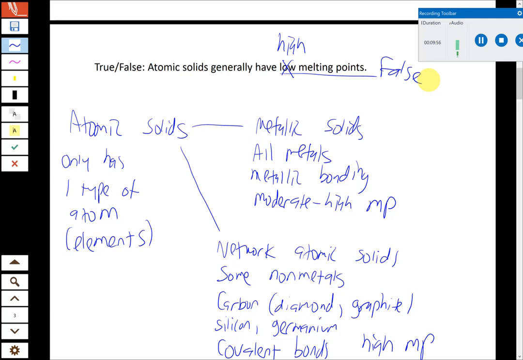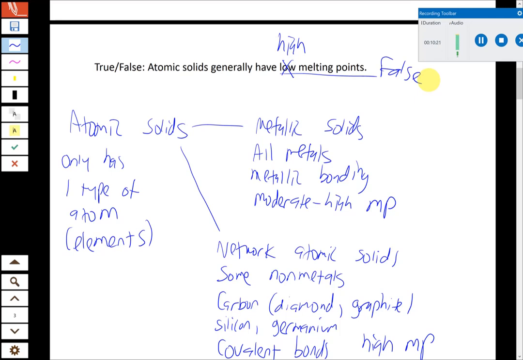Really, the only type of solid that has low melting points would be the molecular solids. So that would be things like ice, frozen water, or any of the non-metal elements that exist in molecular form, if we cool those down to a solid, like solid nitrogen, for example, or I2, which is a solid naturally at room temperature, those molecular solids would have low melting points because they just have weak intermolecular forces holding them together.